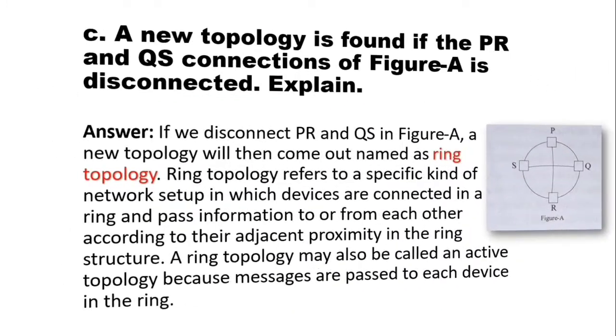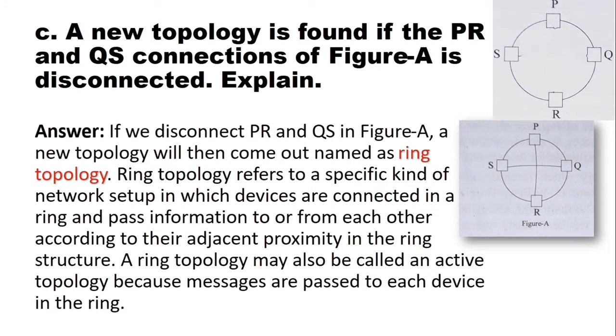now next question. You can see here number C, a new topology is found if the PR and QS connections of figure A are disconnected. We have to explain it. You can see a picture on the right side. The answer is, if we disconnect PR and QS in figure A, a new topology will come out named ring topology. Which one? Ring topology, right?